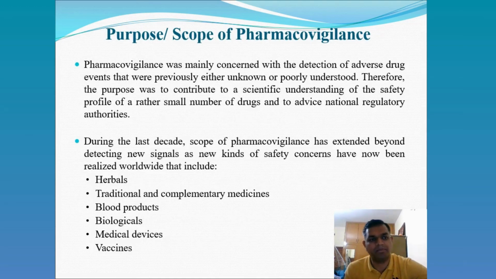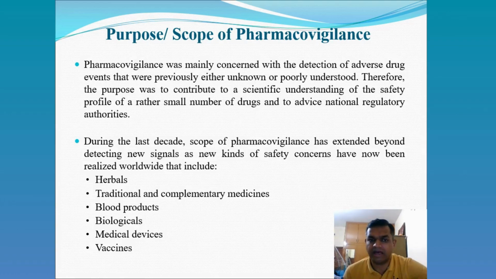Next we will discuss the purpose or scope of pharmacovigilance. Pharmacovigilance was mainly concerned with the detection of adverse drug events that were previously either known or poorly understood. So the purpose was to contribute to a scientific understanding of the safety profile of a rather small number of drugs and to advise national regulatory authorities.